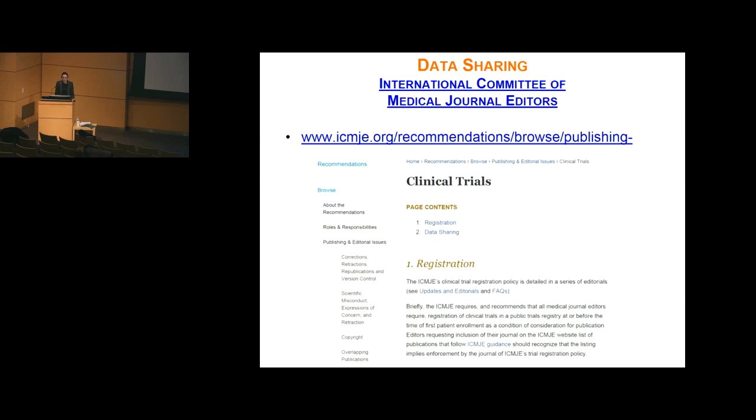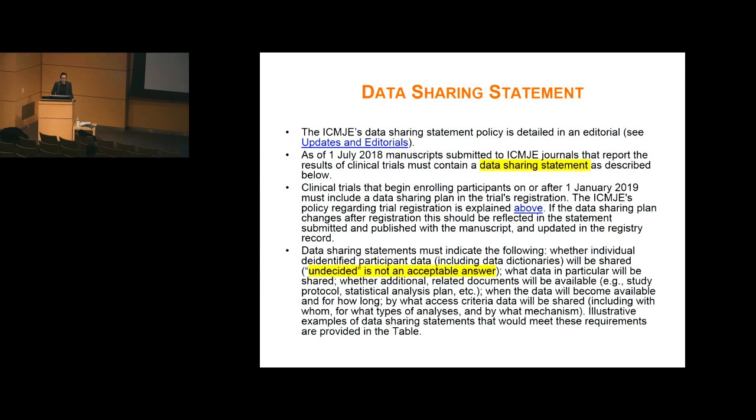And finally, a topic that I really would like to discuss at a future date is data sharing. It's not, as you know, mandatory by all journals, but the International Committee of Medical Journal Editors encourages it. They have specific requirements for clinical trial registration, but for data sharing it is not as explicit. You do have to have a data sharing statement, even if in that statement you say you're not going to share the data.